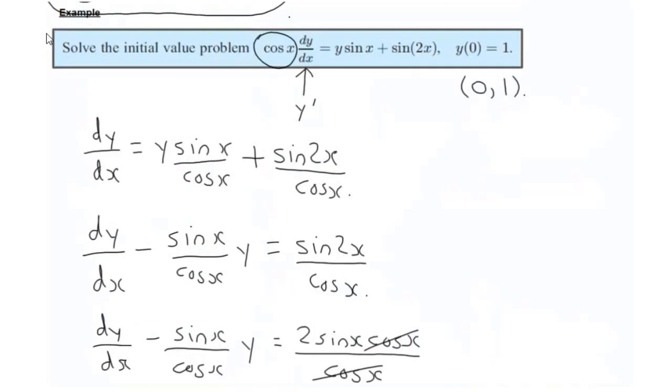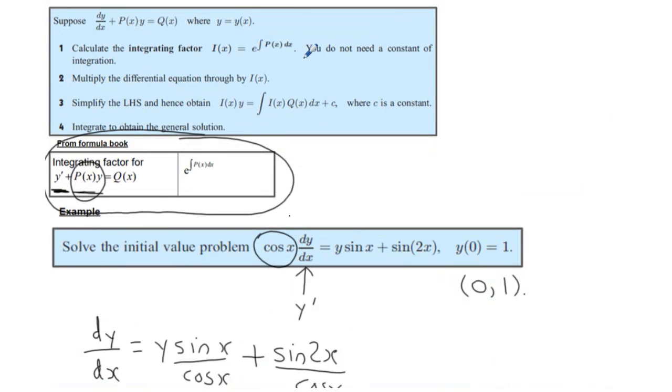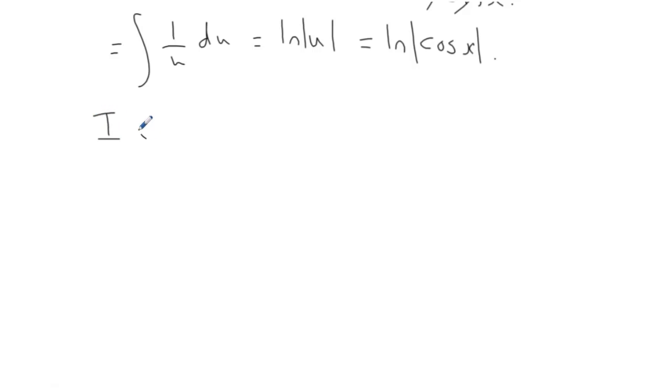Right, so back to our integrating factor method. We have calculated the integrating factor. Well, we haven't actually. We've calculated the integral of p of x dx. The integrating factor is e to the result of that. So I of x equals e to the power of ln of the absolute value of cos x.